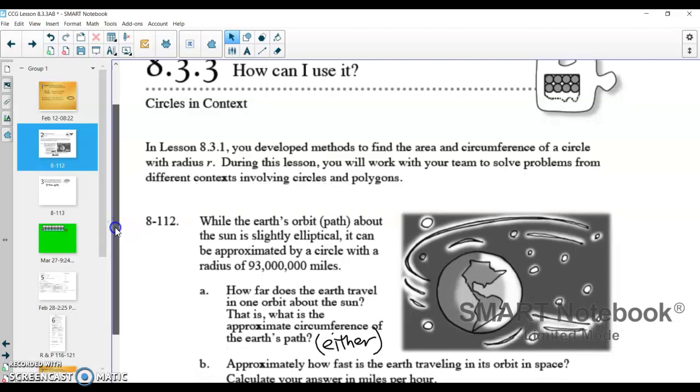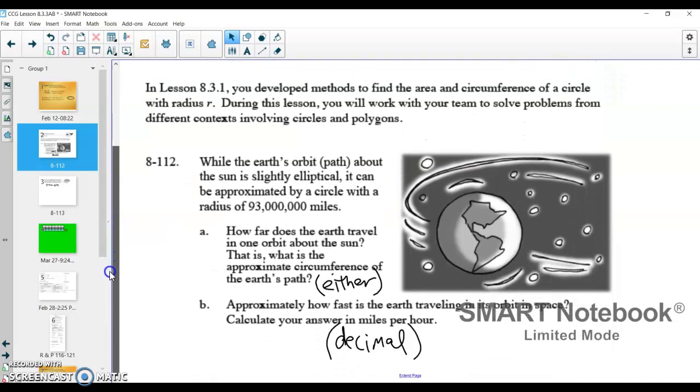Problem 8-112: while the Earth's orbit path about the sun is slightly elliptical, it can be approximated by a circle with a radius of 93 million miles. So the first part A is saying, how far does the Earth travel in one orbit about the sun? So what is the circumference of Earth's path around the sun?